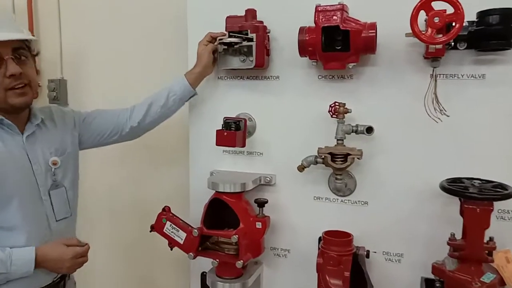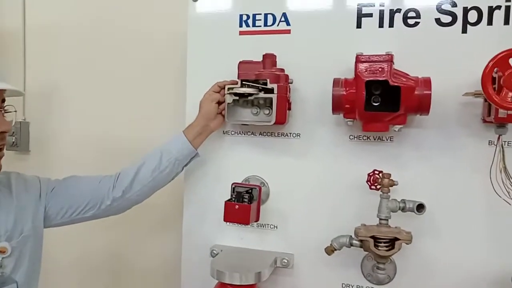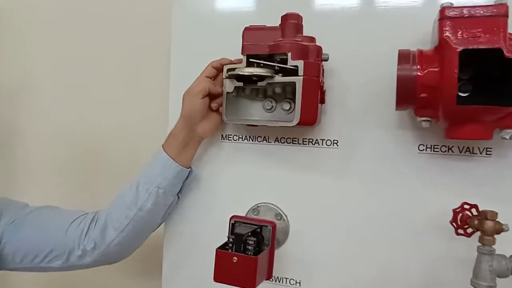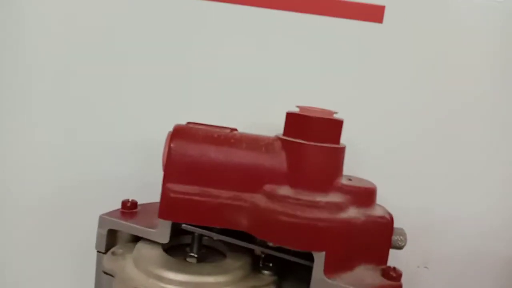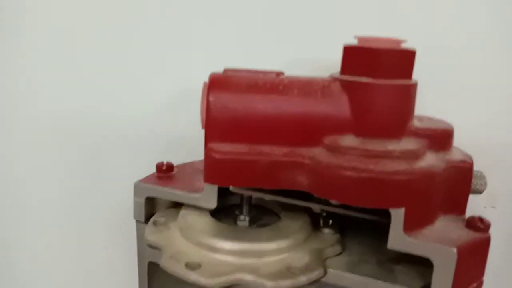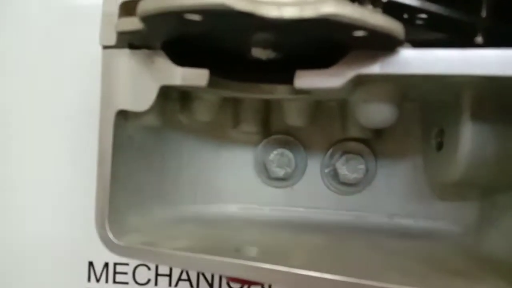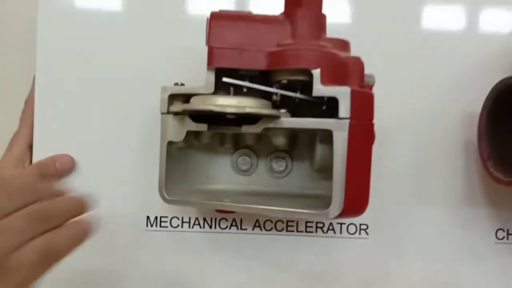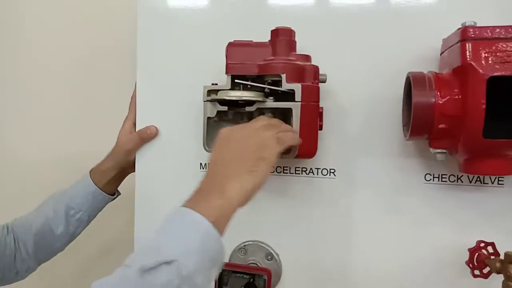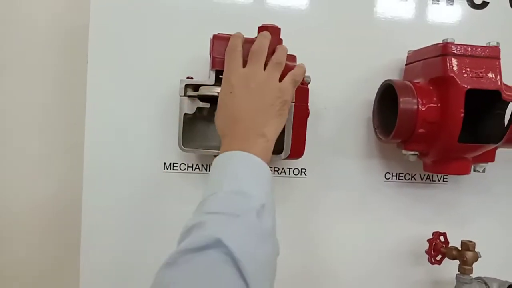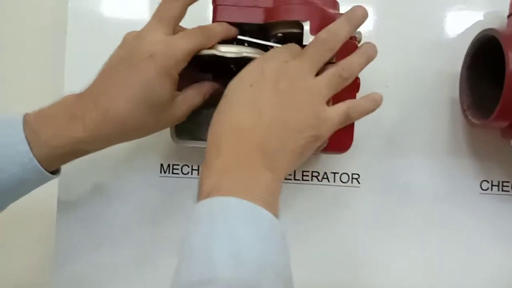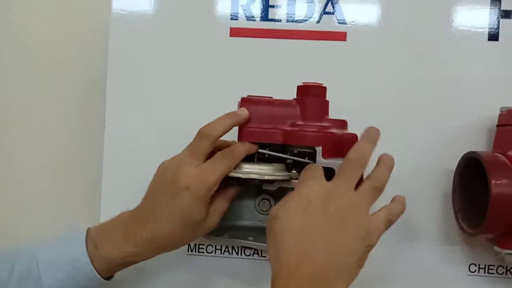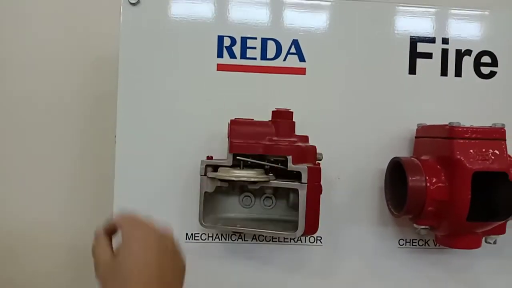Now coming to the mechanical accelerator. We also call it a quick opening device. If we want to open the dry pipe valve in a shorter duration of time, we need some kind of quick opening device. We call it the mechanical accelerator. If you can see this one, this is a differential chamber, and we have a plunger. The plunger is pressurized with this lever. It goes up and down due to the difference in the pressure.